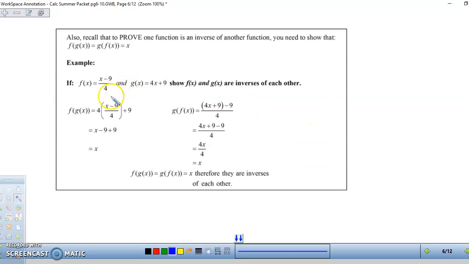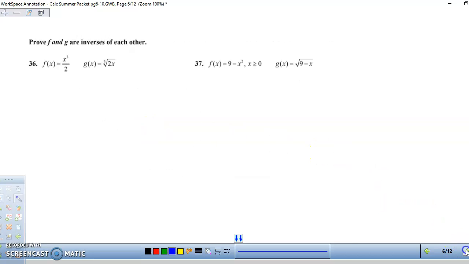Proving that two functions are inverses of each other. So you'd need to do the two compositions, f of g of x, show that that's equal to x, and g of f of x, show that's also equal to x. Again, this is a really nice example that is fairly easy to follow through. So you can try those two.